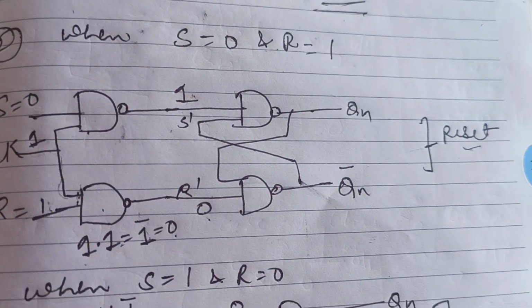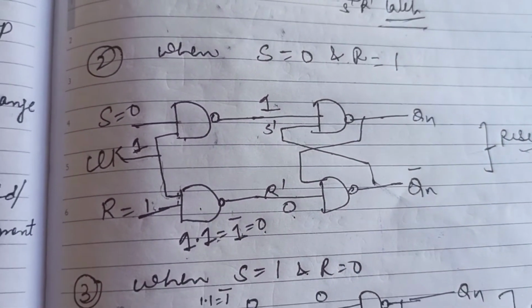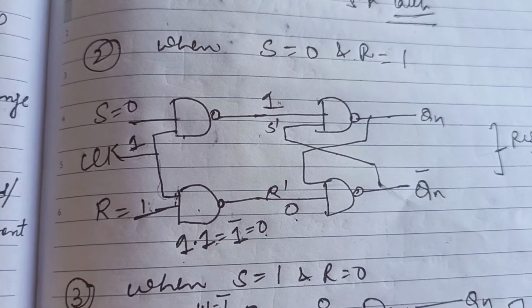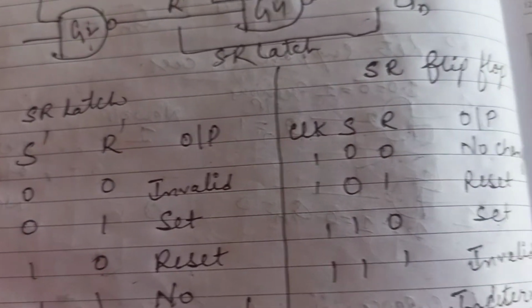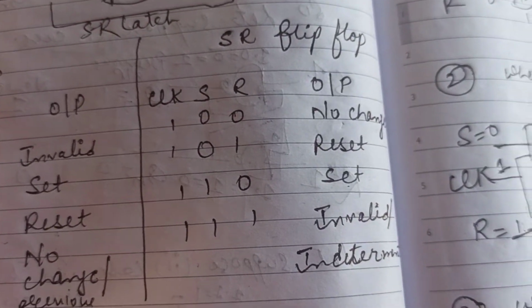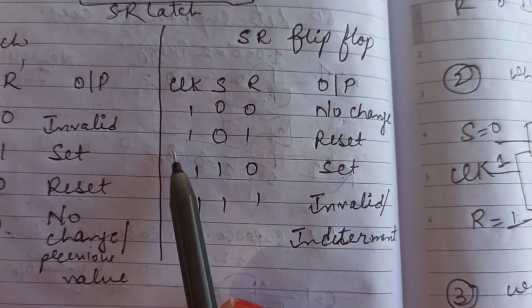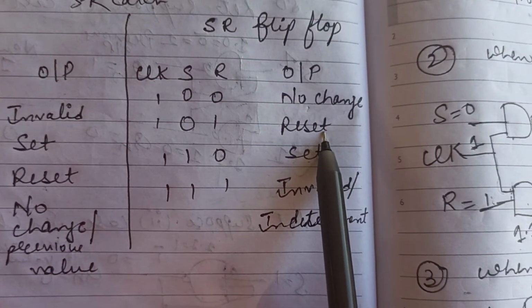So we can say that when we give S equals 0 and R equals 1 as input, the output becomes reset. Here you can see that S equals 0 and R equals 1, the output is reset. Now go for the third case.